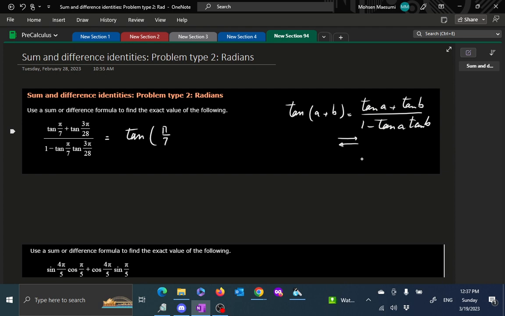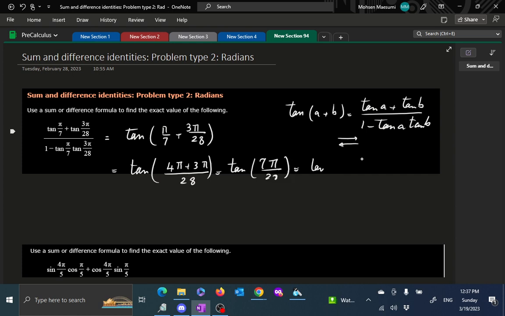You have pi 7th plus 3 pi 28th, and we just calculate this by taking a common denominator. So I have to multiply this first one by 4, becomes 4 pi plus 3 pi, and that is just tangent of 7 pi 28th, and that is tangent of pi 4th, and tangent of pi 4th is just 1.